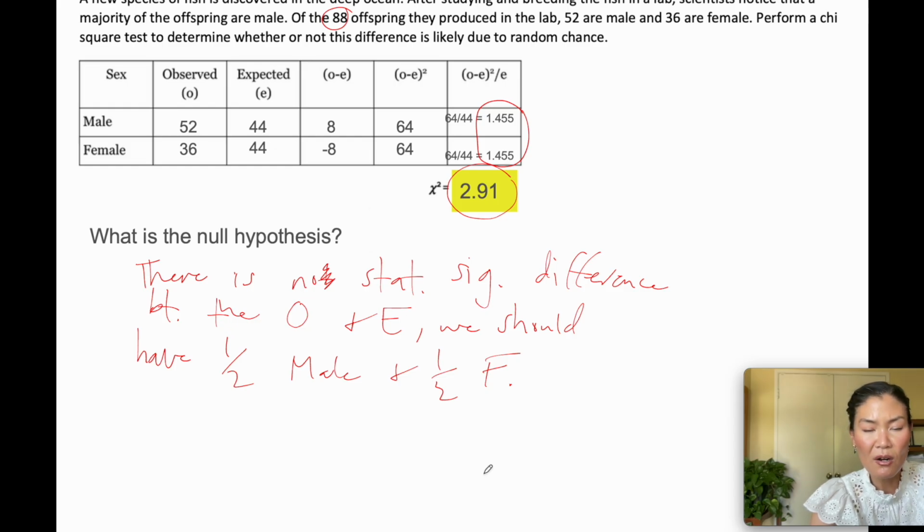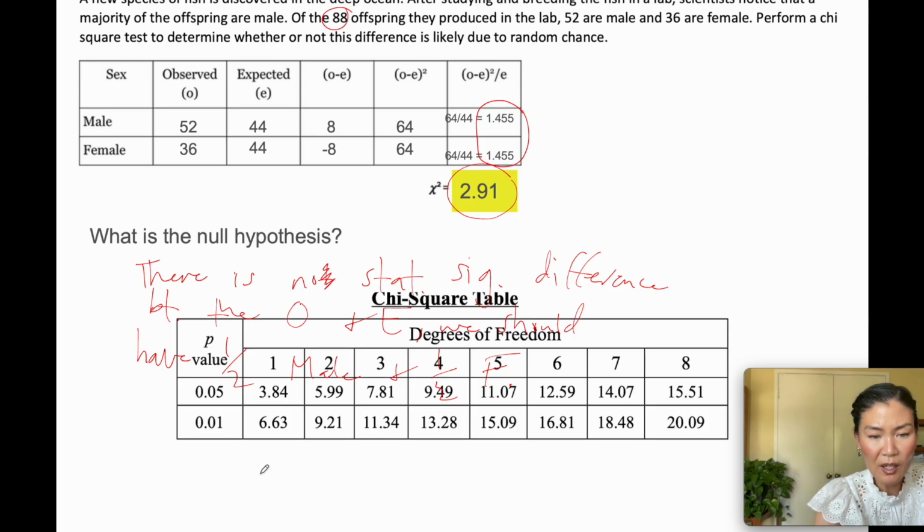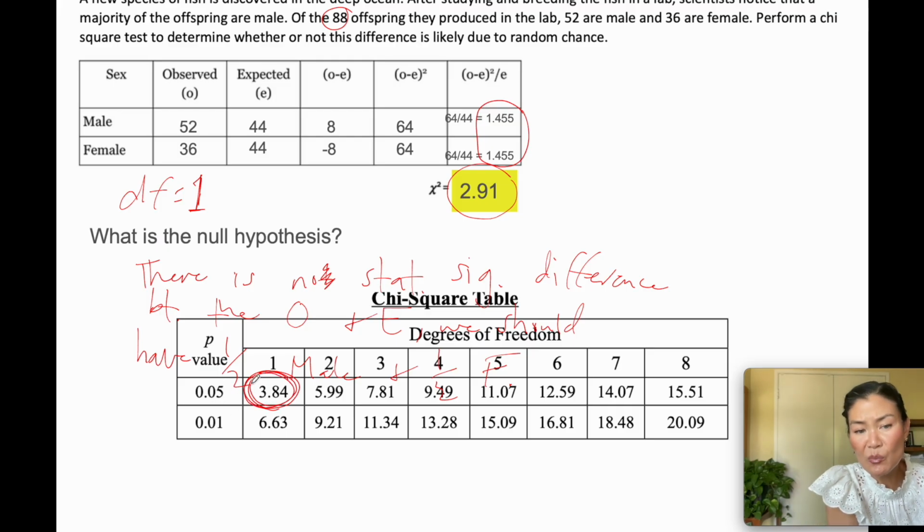And going to our critical value table, our degree of freedom is, what is our degree of freedom? Remember, it's the number of categories minus 1. Therefore, our degree of freedom is 1, okay? Therefore, our critical value is 3.84. Again, guys, remember the critical value is what we are comparing our chi-square value to. This is our limit. If our chi-square value is less than, then that means our null hypothesis is accepted. We're gonna fail to reject it.